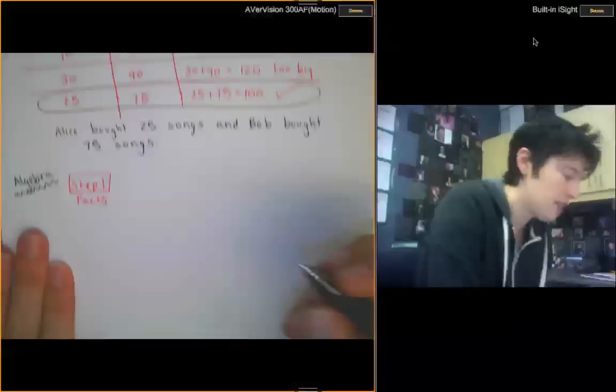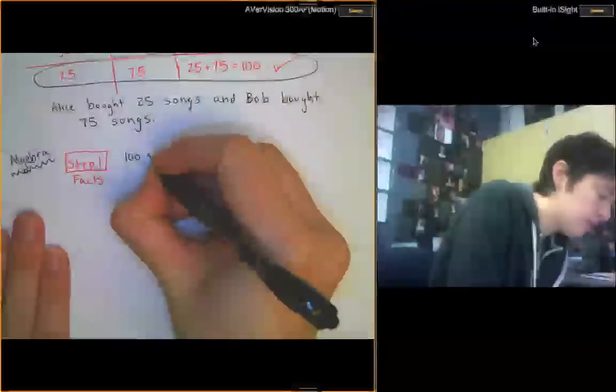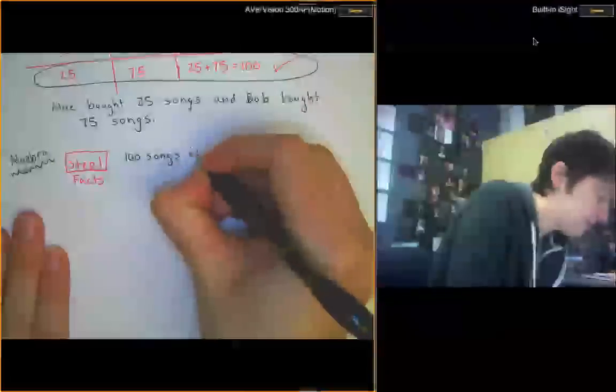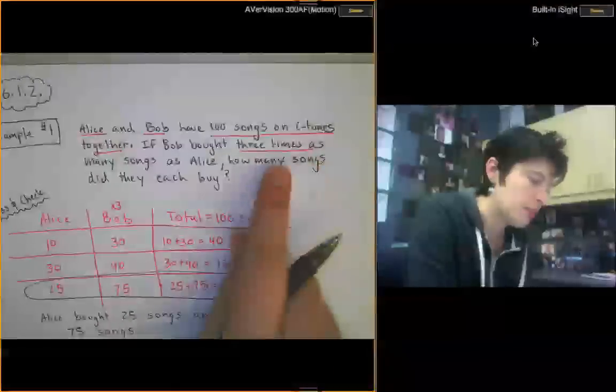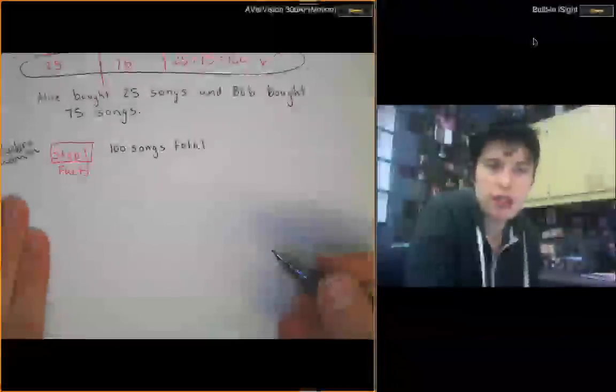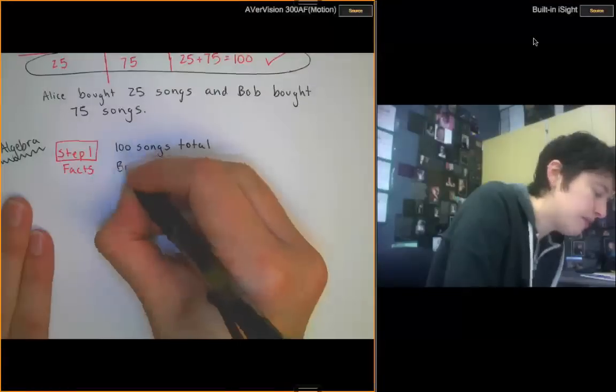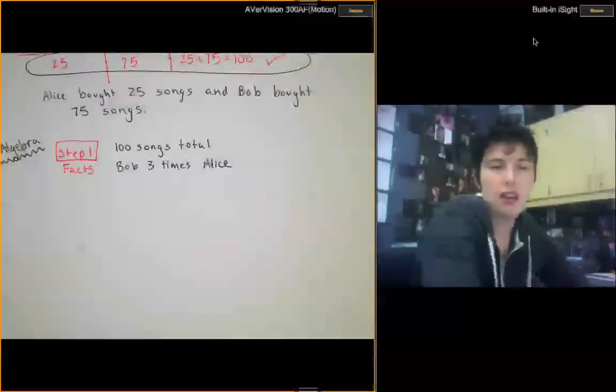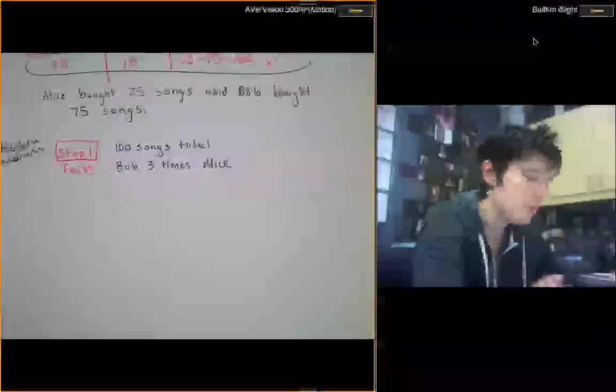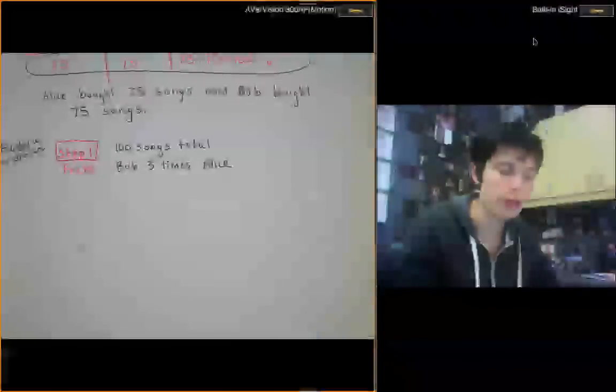Alice and Bob have 100 songs on iTunes. So that's a fact, 100 songs total. There's something we could write down. And another fact might be, I just got to go through my sentences again. Bob bought 3 times as many songs as Alice, so 3 times as many. So Bob is 3 times Alice. There's a fact, and that's really the most important information. So step 1, we write down the numbers that were important so we don't forget.